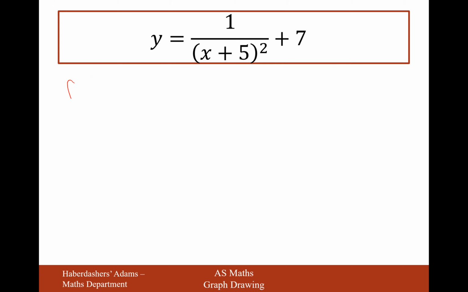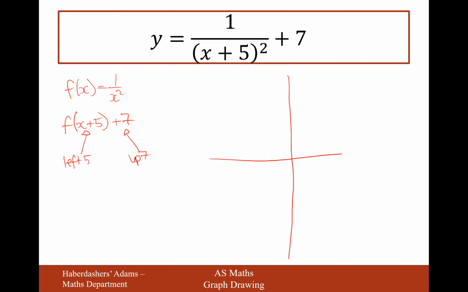Moving on to the next one, so same again, the parent function is going to be 1 over x squared, and the transformations here are going to be +5 inside the bracket and +7 outside the bracket. So this function here is going to move it left by 5 and up by 7. So draw your axes, move it left by 5, so draw the asymptote first to get your structure, and then up by 7. So -5 and 7, and then your graph will appear on the top right and on the top left.